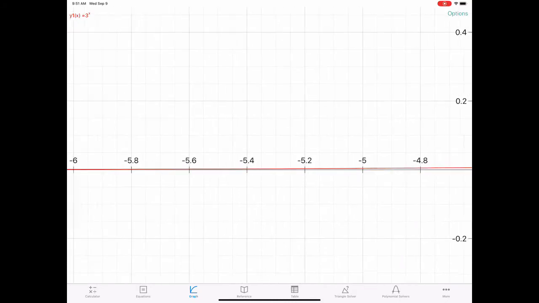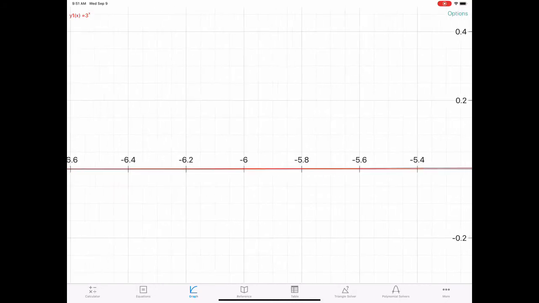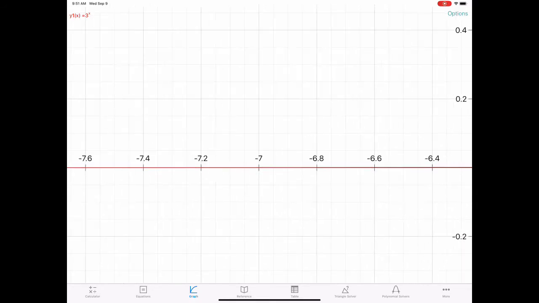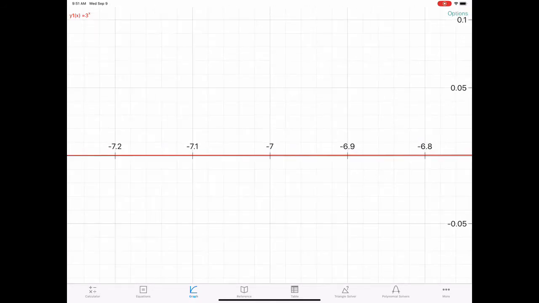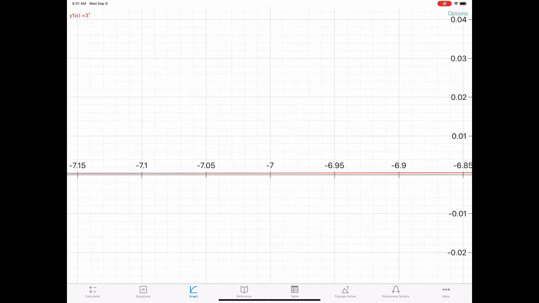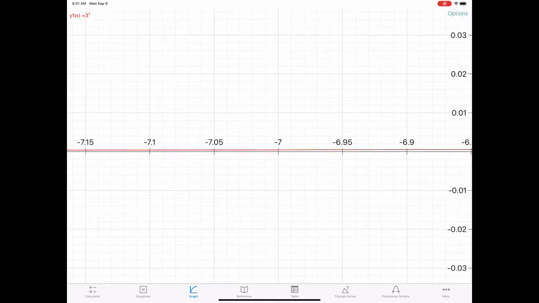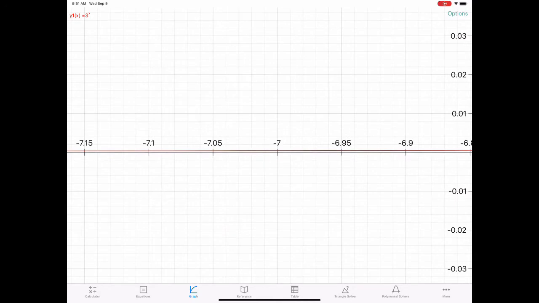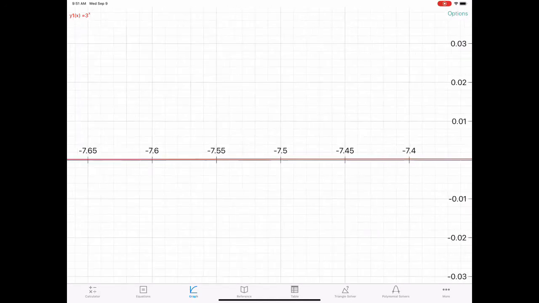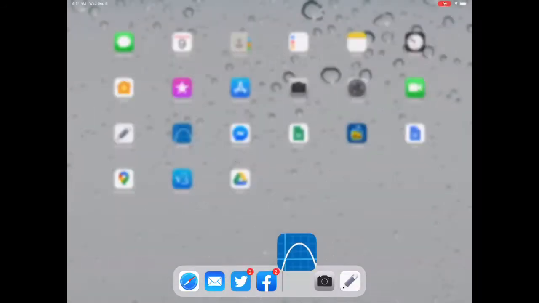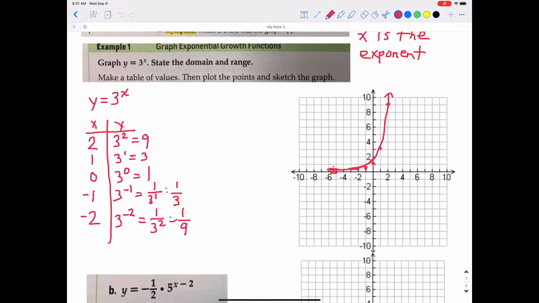If I keep going to the left, it is getting closer and closer to the x-axis, and it looks like maybe it touches at around negative 7, but when I zoom in on negative 7, you can see that it's actually not touching. It's a little bit above negative 7, but it continues to get closer and closer as I go to the left. So, when does it actually touch the x-axis? The answer is it never touches the x-axis.